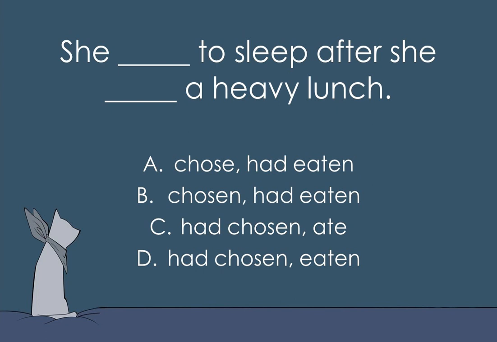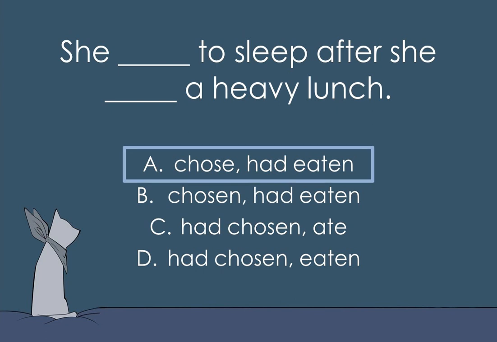Let's look at choices A and B. Letter A has the past tense "chose" and the word after it is the past perfect tense "had eaten." This is the correct answer. Letter B is not the correct answer because "chosen" is a past participle and not a past tense.